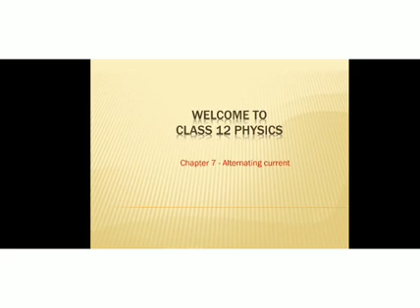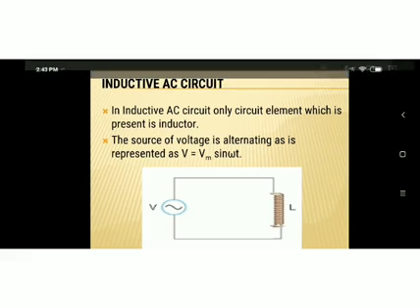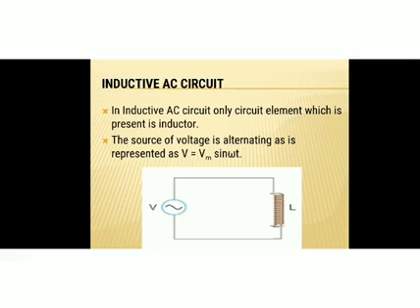Let's continue with our lesson, chapter 7, alternating current. Today, first we are going to discuss the inductive AC circuit. What type of circuit is an inductive AC circuit? In an inductive AC circuit, the only circuit element present is an inductor. The source of voltage is alternating and is represented by V equal to Vm sin omega t.